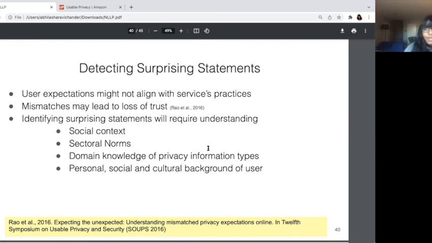For example, a user with more technical expertise might recognize that if a service is collecting IP addresses, it might also be collecting approximate location information, because this can be inferred from IP addresses. But a user with less technical expertise might find this more surprising.